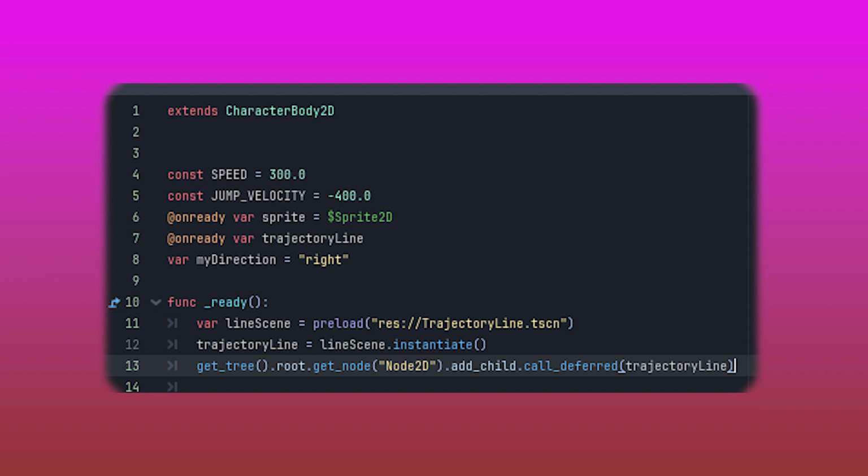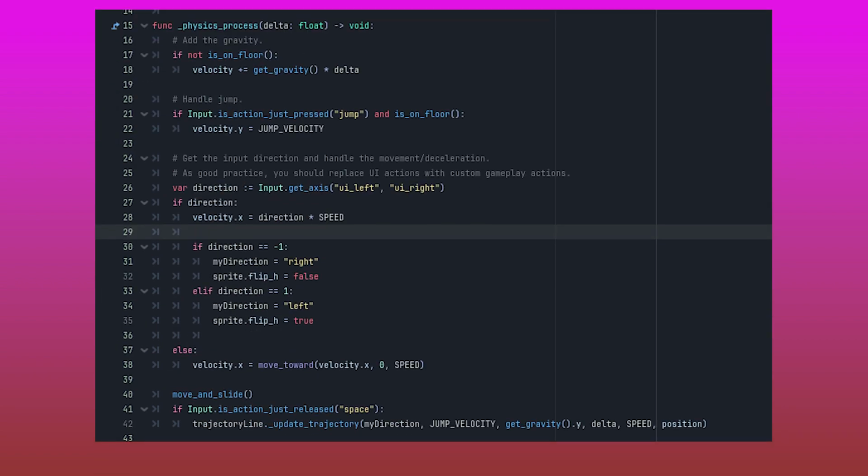In our character script, we're going to first preload our line with the following code, then spawn it into the world. We'll be creating a variable to use for preloading the scene called lineScene, and one for instantiating the line called trajectoryLine. And this line of code here spawns the line into the map. If your line is a child of the character, then it'll already be in the map, so you can skip this part.